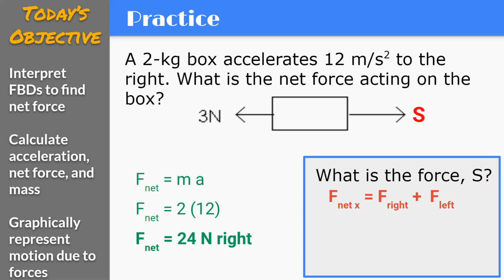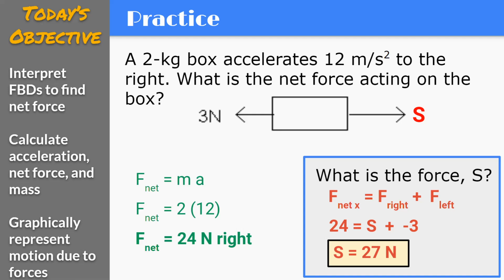F net in the x direction is the sum of my horizontal forces: forces to the right plus forces to the left, keeping in mind forces are vectors. So for the one going to the left, you're not going to put 3, you're going to put -3. So 24 equals S plus -3. To solve for S, I add 3 to both sides and get 27 newtons. Some of you yesterday were showing me answers that said 21.